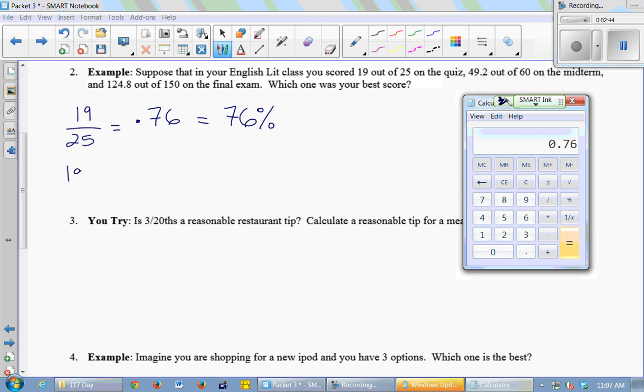Another way, just for the fun of it, is to change this to a fraction that has a denominator of 100. So what would you multiply the top and bottom by to make the denominator a 100? 4, yeah. So I would multiply this fraction by 4 over 4, which is allowed because 4 over 4 is what? Just a 1. So I'm just multiplying by a fancy form of 1. 25 times 4 is 100, and 19 times 4 is 76. And 76 over 100 is 76%.